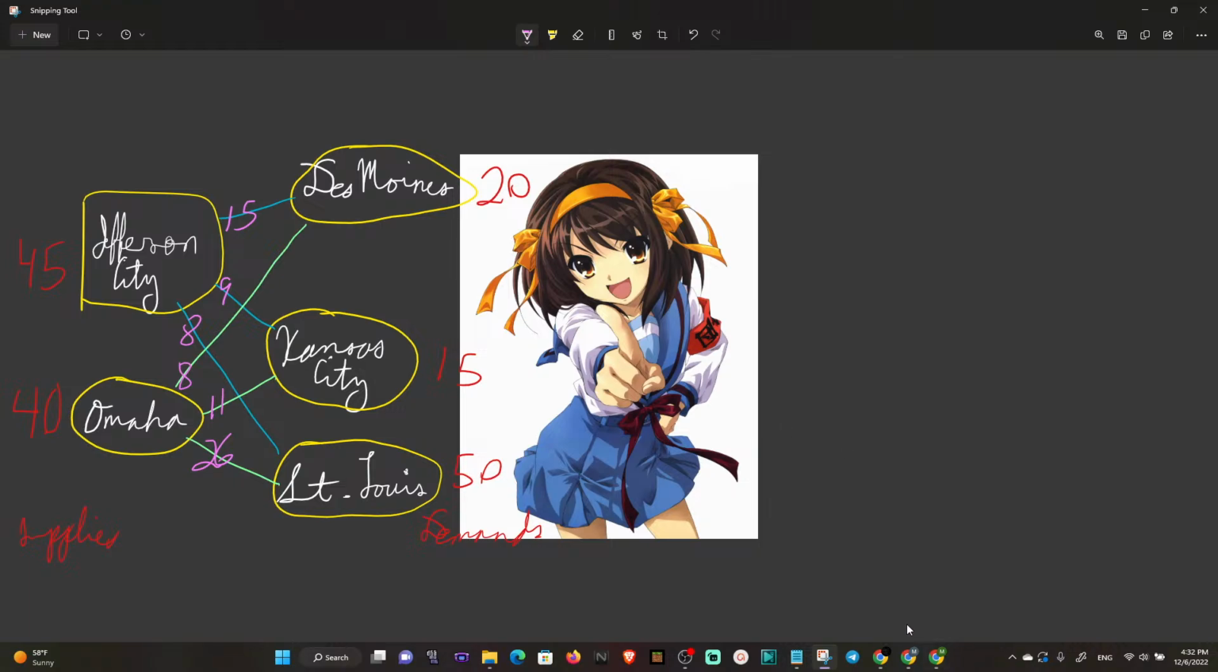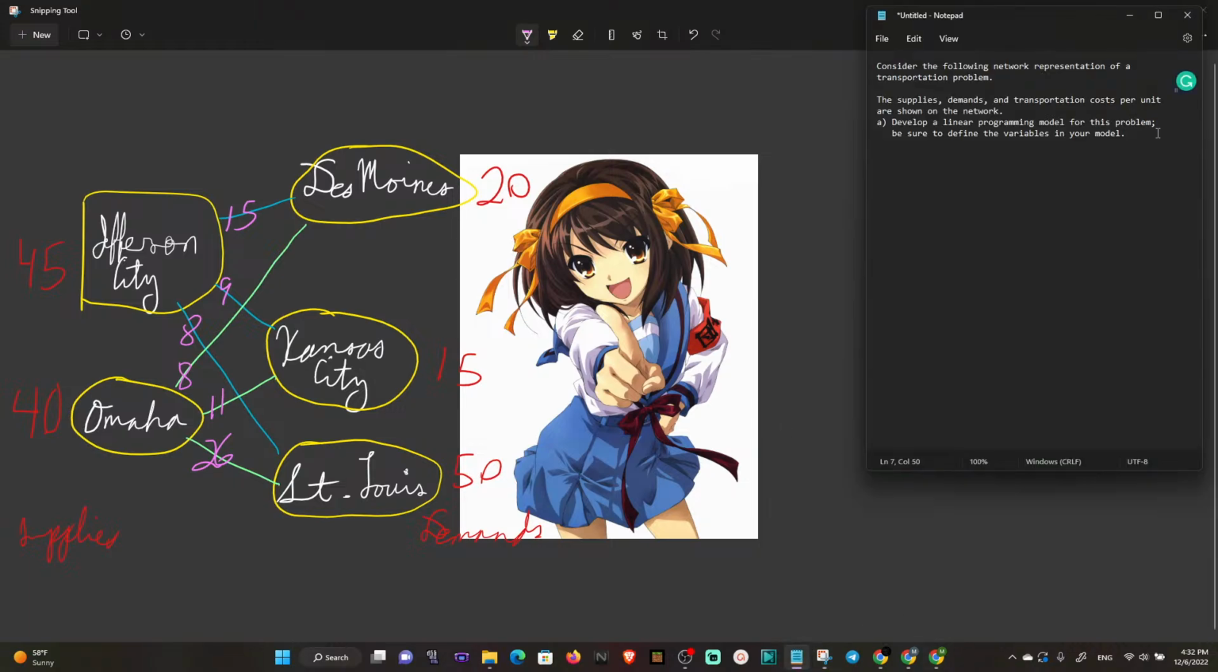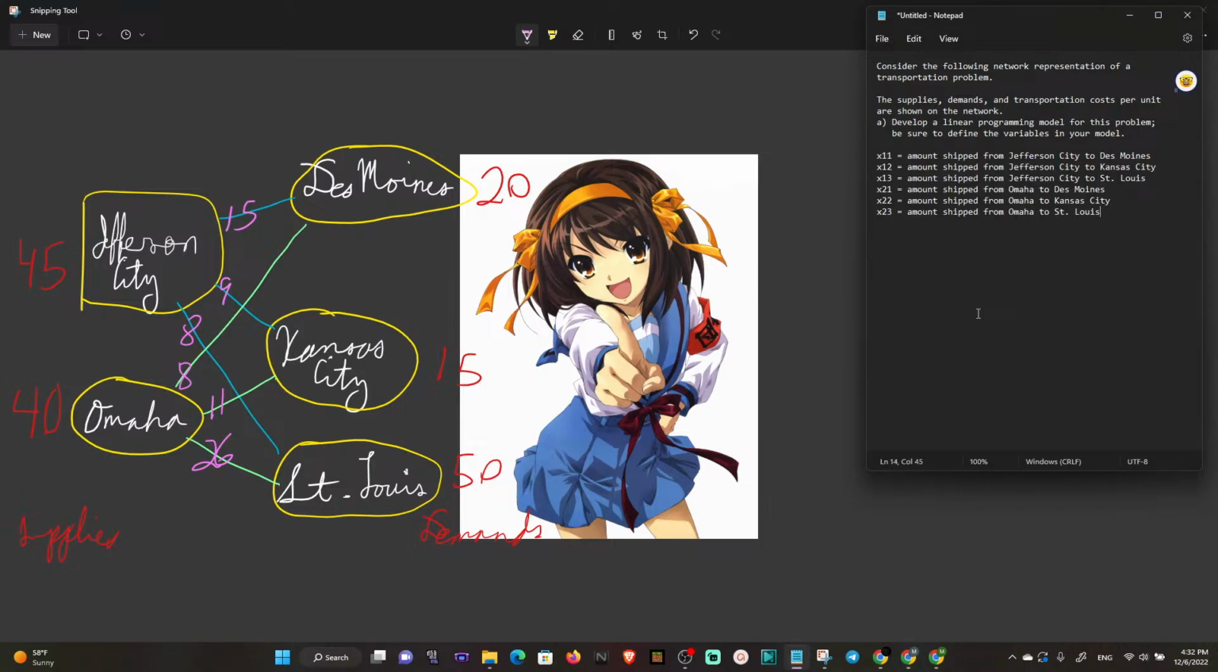So now I have to explain this section, and that'll be what I'm about to copy and paste. Copy, paste. So please read this to the class. Consider the following network representations of our transportation problem. The supplies, demands, and transportation costs per unit are shown on the network. Develop a linear programming model for this problem. Be sure to define the variables in your model. Okay, perfect.